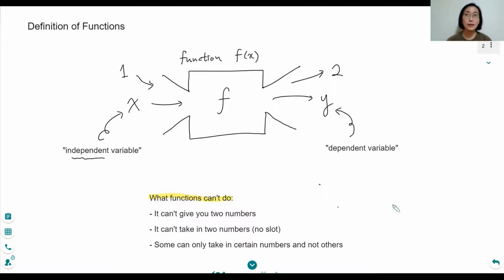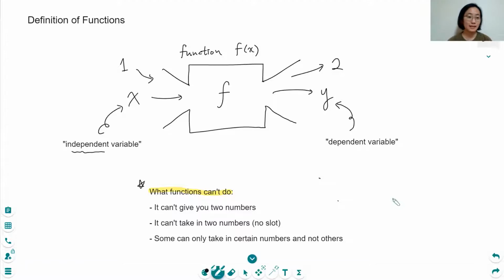Before I talk about how these machines actually work, I'd like to talk about what functions can't do. There are 3 important things they can't do. It can't give you 2 numbers. It will only give you 1 number. If I put in 1, it's not going to give me 2 and 4. It will only give me 2. It also can't take in 2 numbers. At a time, I can only give in 1 number. There's no slot for me to insert, for example, 1 and 3 at the same time.